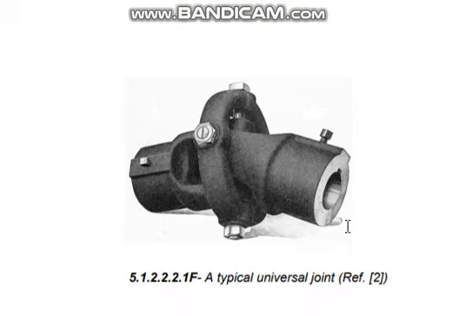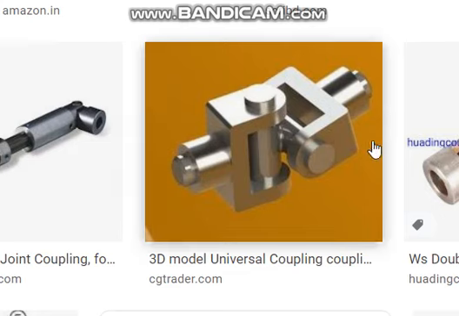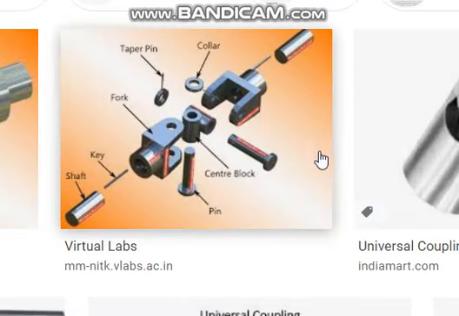See, this is a typical universal joint. Normally, how you draw a universal coupling may look like this. Are you seeing this? You have drawn this in machine design, and these are the different parts of it.